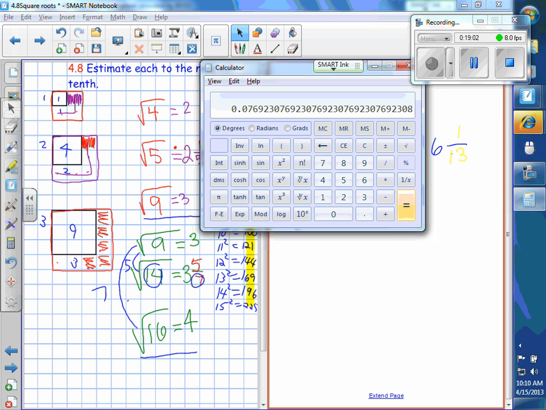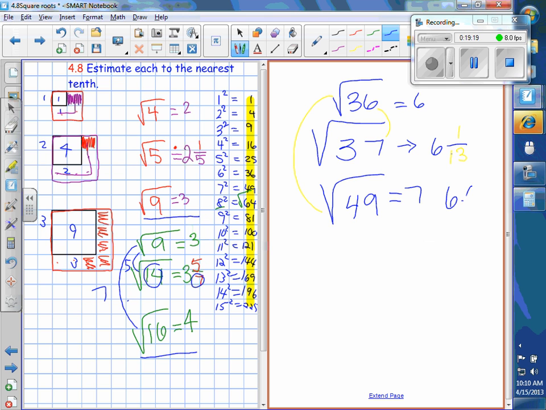Whoever invented math was a genius. So if I want to do the square root of 37, it's 0.08. It's about, well, that's all we have time for right now, because I want to answer questions on the test. But I can do more later.